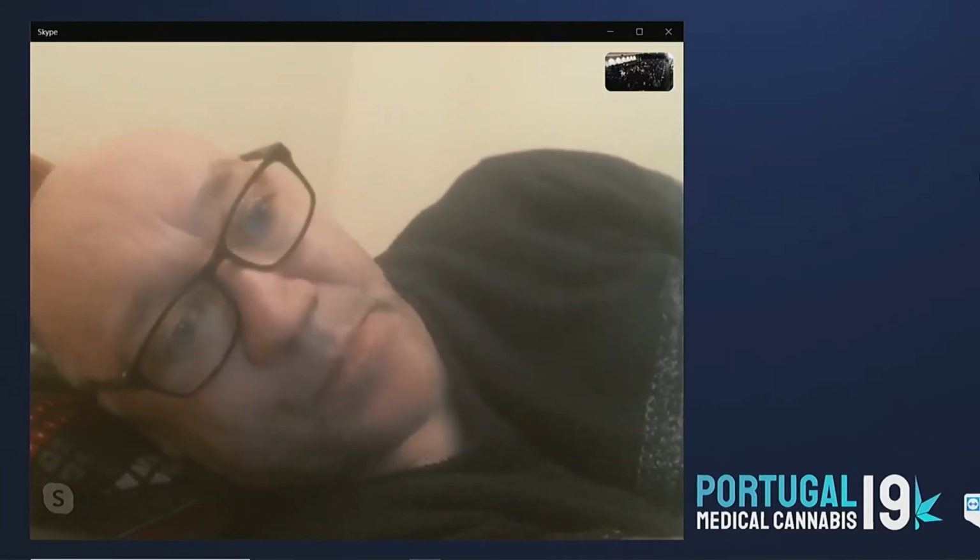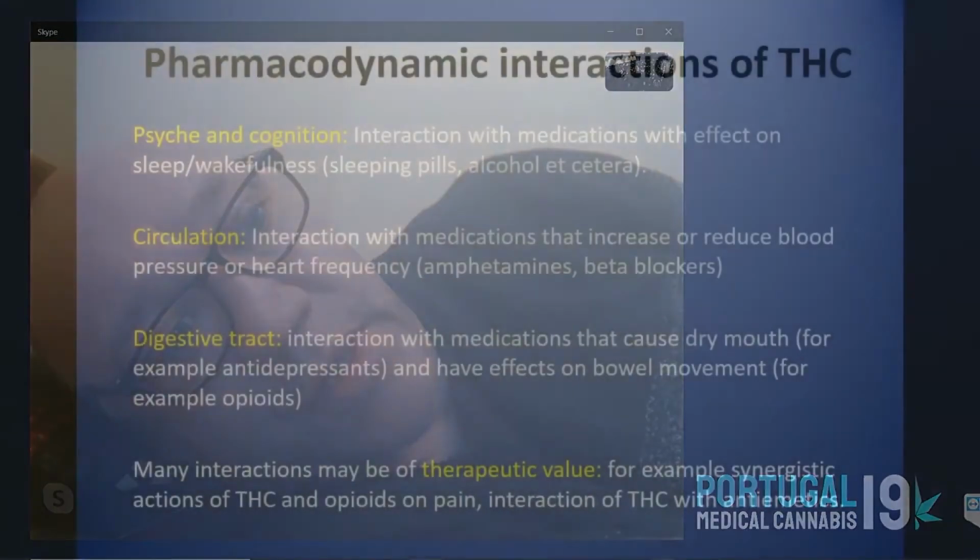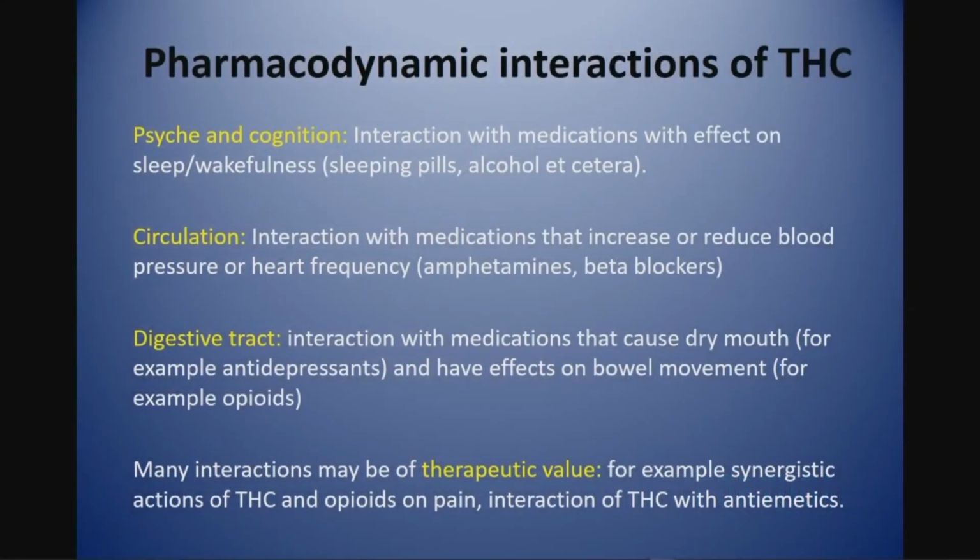On the other side, if you give, for example, beta blockers together with cannabis, beta blockers may reduce the increase of heart rate induced by THC. This may also be relevant if you accidentally give a too high cannabis dose and patients have fear because of the high dose and get tachycardia. You can offer them beta blockers to normalize heart rate.